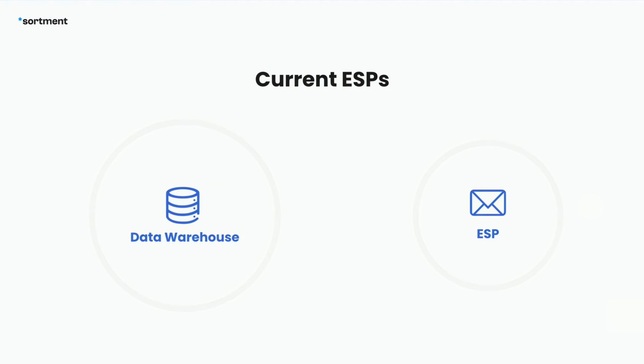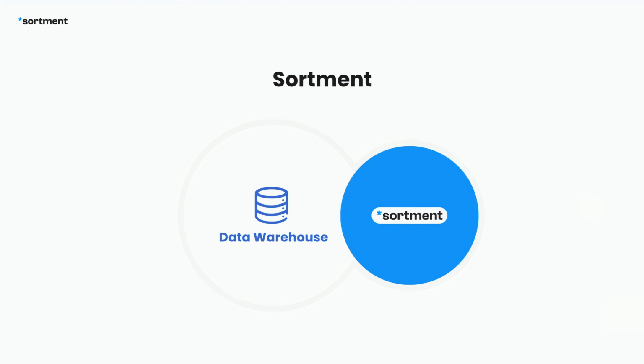You see, most companies centralize their data in a data warehouse. Every time new data is required for a new campaign, engineering must build a pipeline to copy some of the data from the warehouse to the ESP. We built Sortment to instead be a platform that can connect directly to the data warehouse, reducing your dependency on engineering. This has certain advantages.